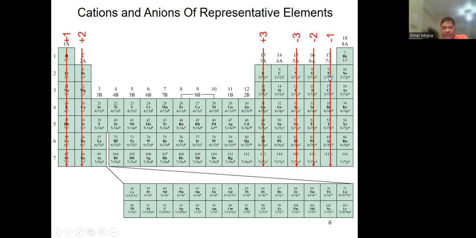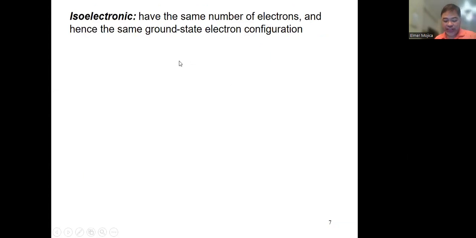So if you have fluorine, it becomes fluoride, and its electron configuration is similar to neon. If you have oxygen, it becomes O2 minus, and its electron configuration is also similar to neon. In this case, we can say that they are isoelectronic with one another. Iso means the same, electronic means electrons. They have the same number of electrons and the same ground state electron configuration.